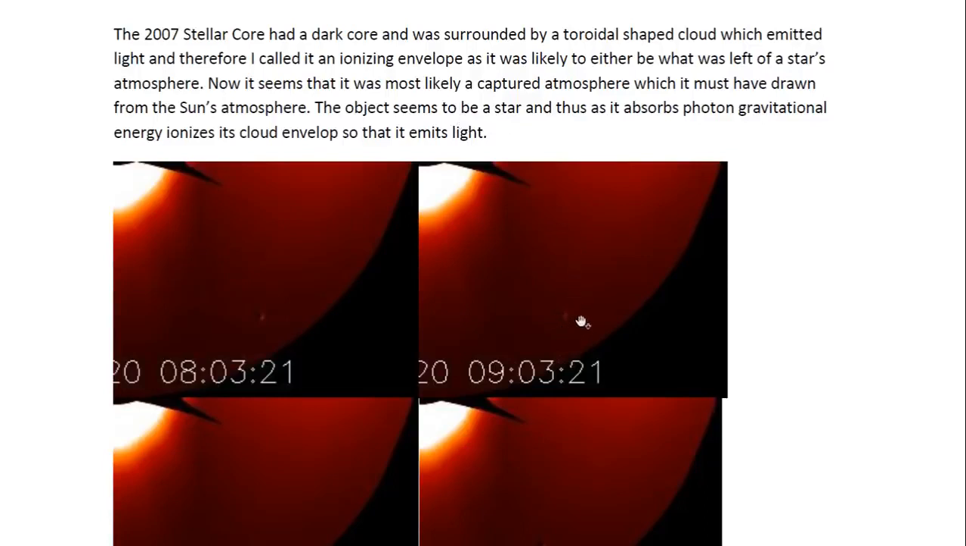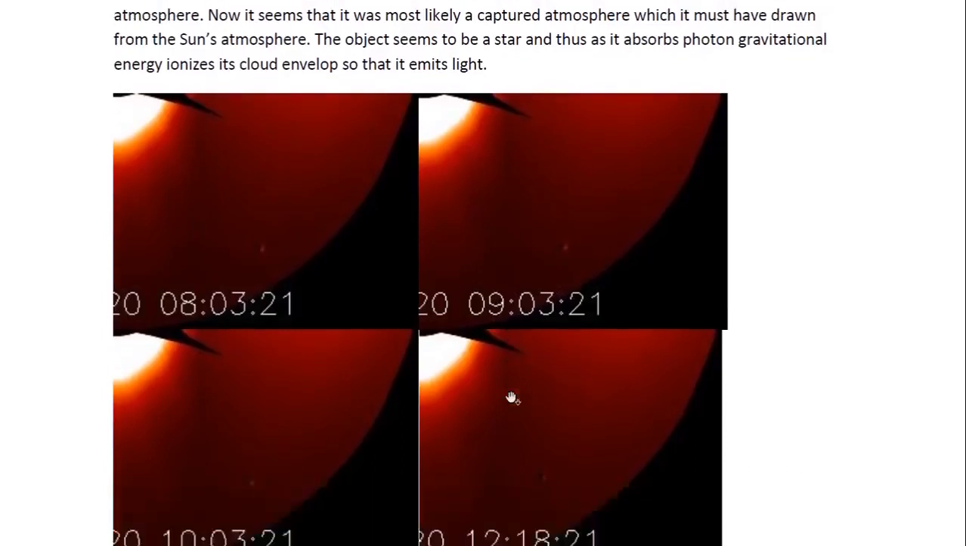And this object seems to be a star. It was quite large. It was about 2.2 times larger than Jupiter, and so it would have been the core of what was once a star. So the object seems to be a star, and thus, as it absorbs photon gravitational energy, it ionizes its cloud envelope so that it emits light.